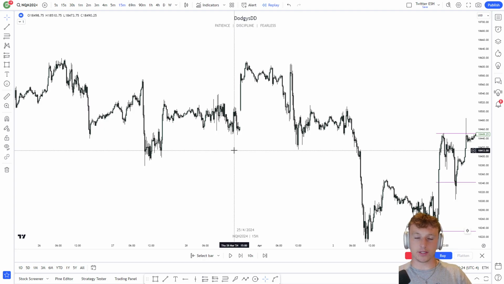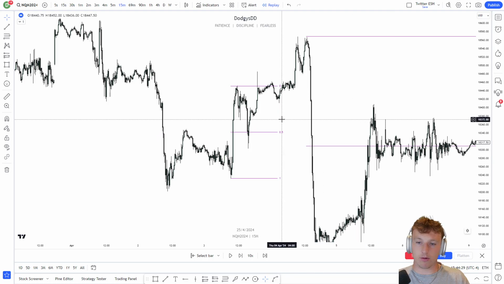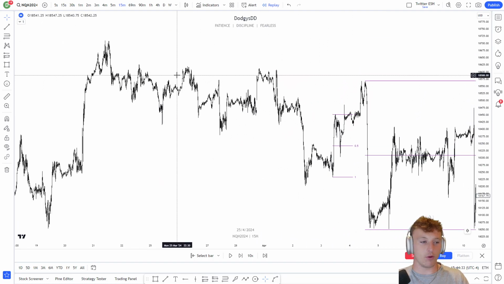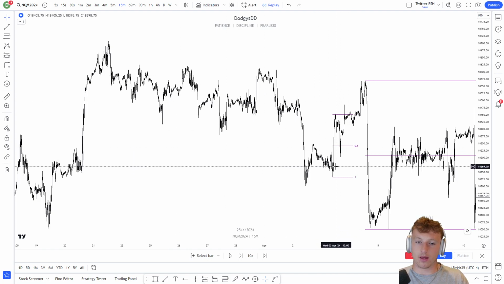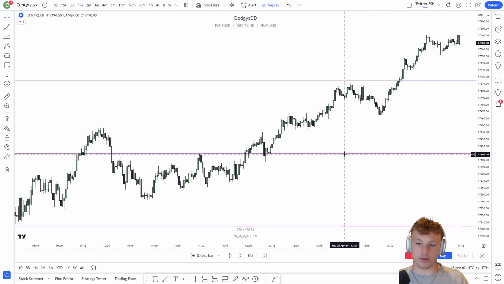But you can clearly see you can experiment with this and draw a discount on premium. The thing I will say is don't get confused like, oh, what if we're on premium on the 4-hour time frame, but discount on whatever? It doesn't matter. It just depends on where the draw on liquidity is.